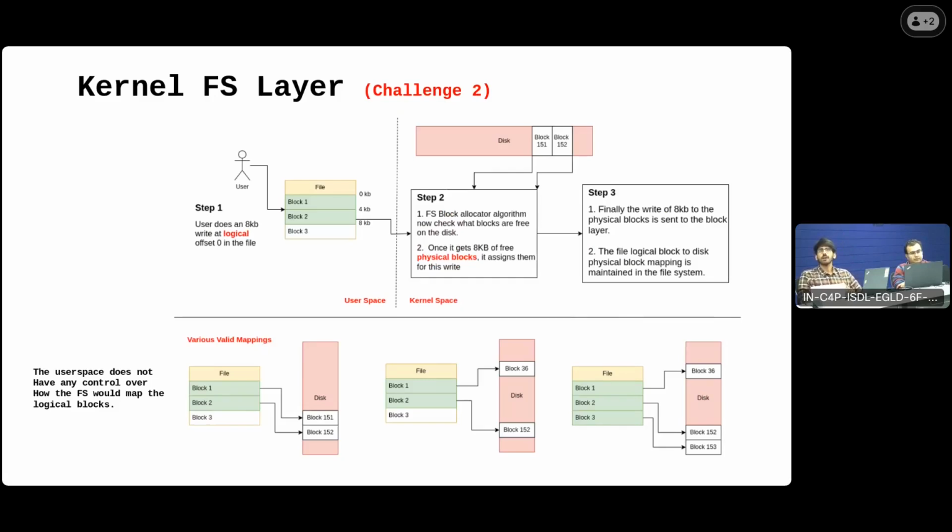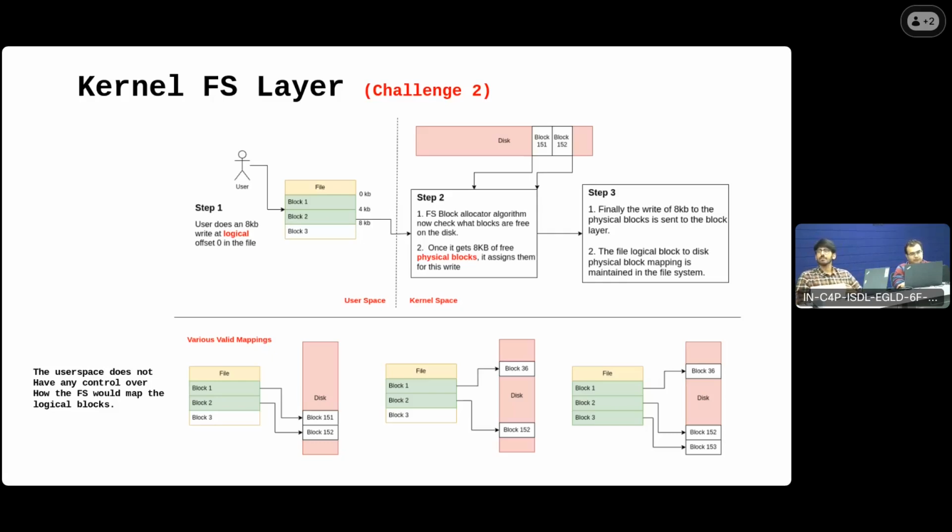Coming back to the example, we have this file. The user is trying to write 8 KB to it. So inside the file, the user is actually writing at 0 to 8 KB. This 0 to 8 KB is what we call the logical offset, or the logical side of the mapping. This is not the actual blocks where the data will sit, but in that file, the user will see it as a write to 0 to 8 KB. Now it goes to the kernel side and reaches step 2.